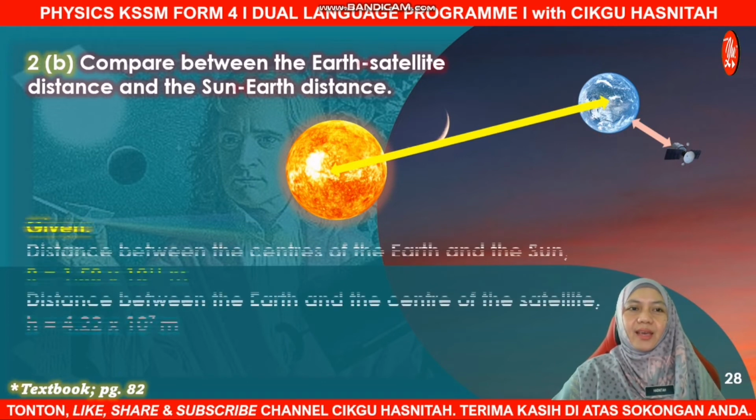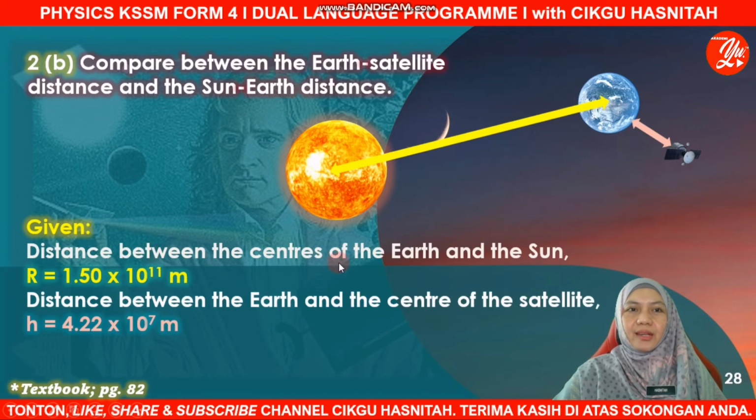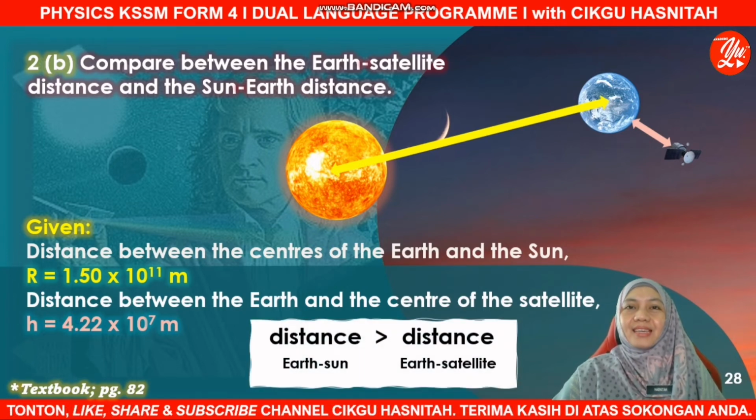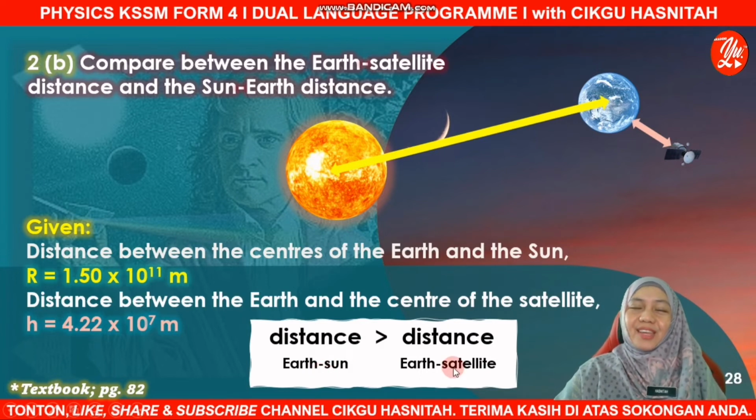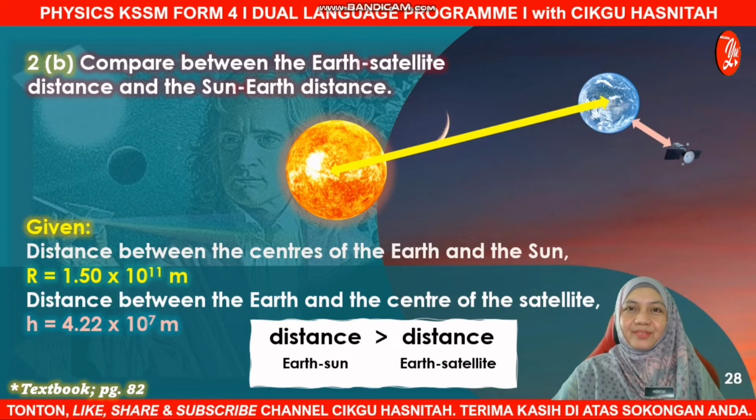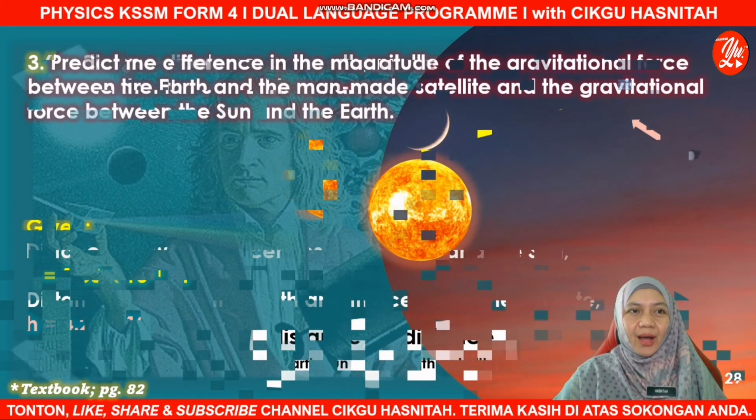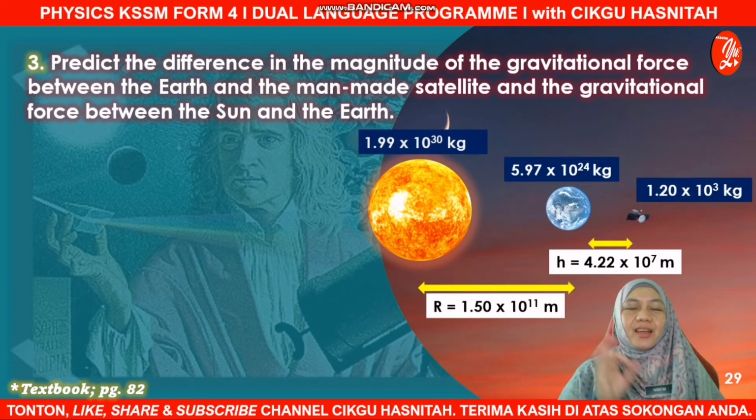Yeah, so we say distance between the center of the Earth and the Sun, given by R, is 1.5 × 10⁻¹ meter, while the distance between the Earth and the center of the satellite is given by H, 4.22 × 10⁷. So how to compare? Yes, distance of the Earth-Sun greater than distance of the Earth-satellite. Okay, and now let's continue with question 3.